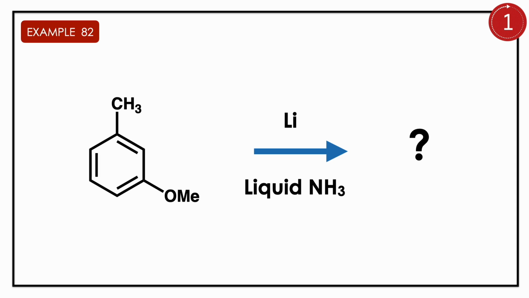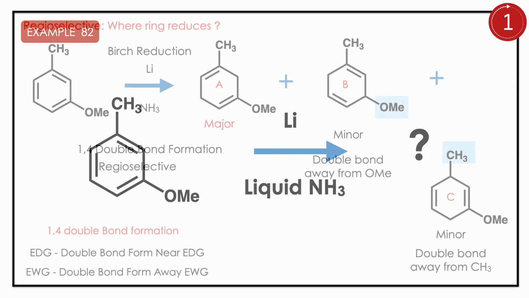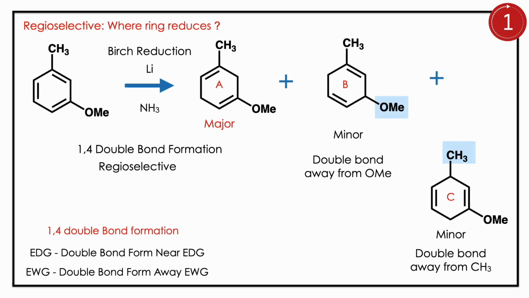Then the next example, you have benzene with methoxy and methyl groups. You are reacting with lithium and liquid ammonia. You should find what will be the final product. Here lithium and liquid ammonia mean Birch reduction. It's a 1,4 double bond regioselective reduction. Where does the reduction happen? Since the intermediate is an anion, it always goes away from the electron donating group.